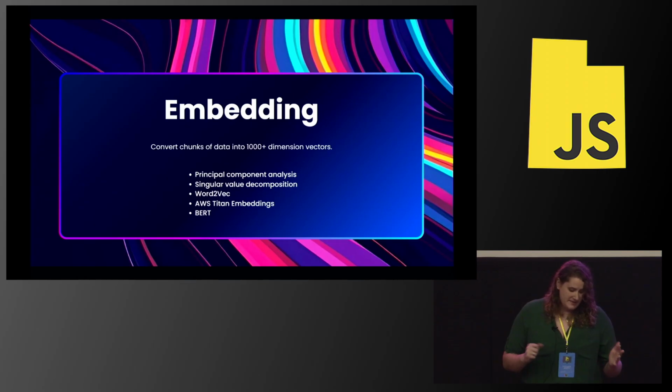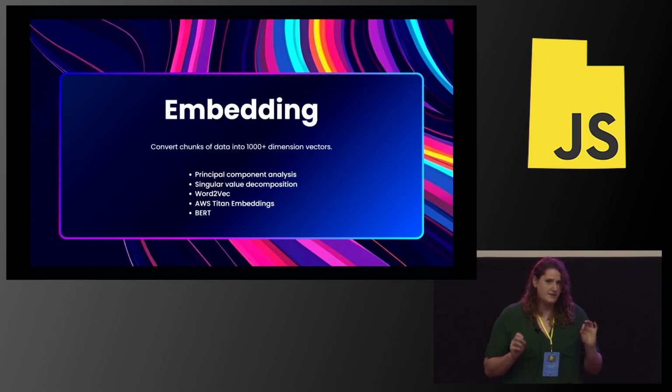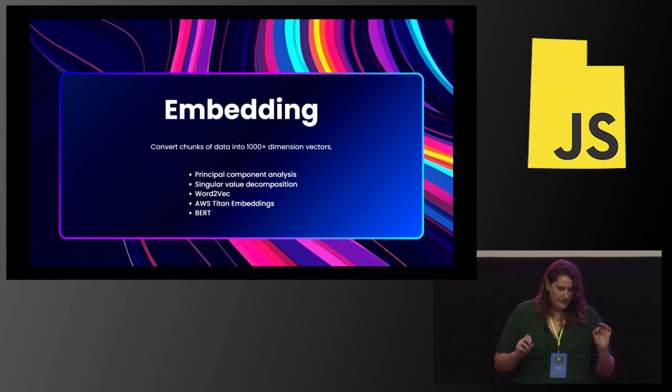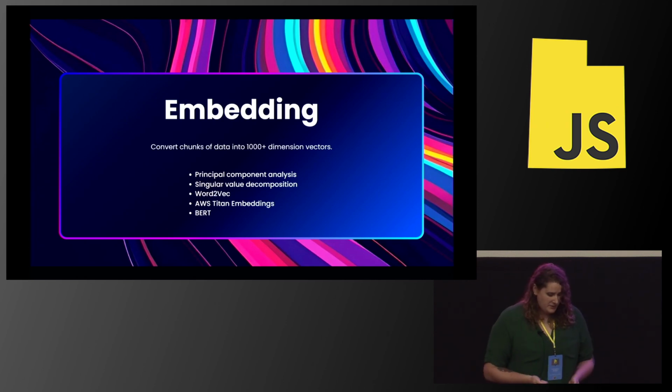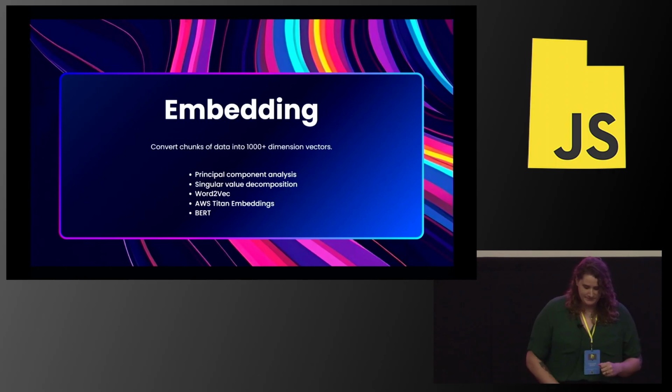Down below are some examples of embedding models. Just about every AI company at this point has their own embedding model. They kind of need it for their own versions of processing and interpreting data. The ones that I've used the most are the ChatGPT one and the AWS Titan embeddings.